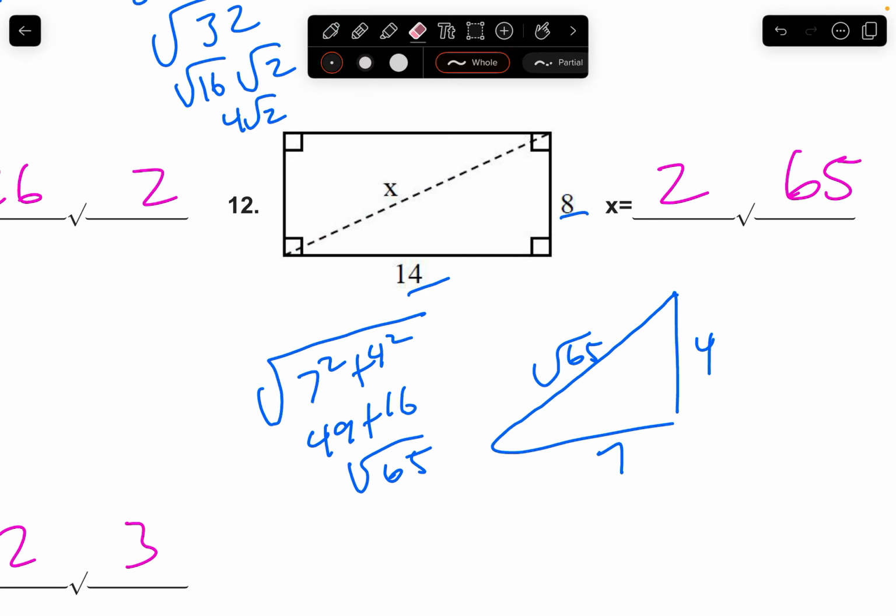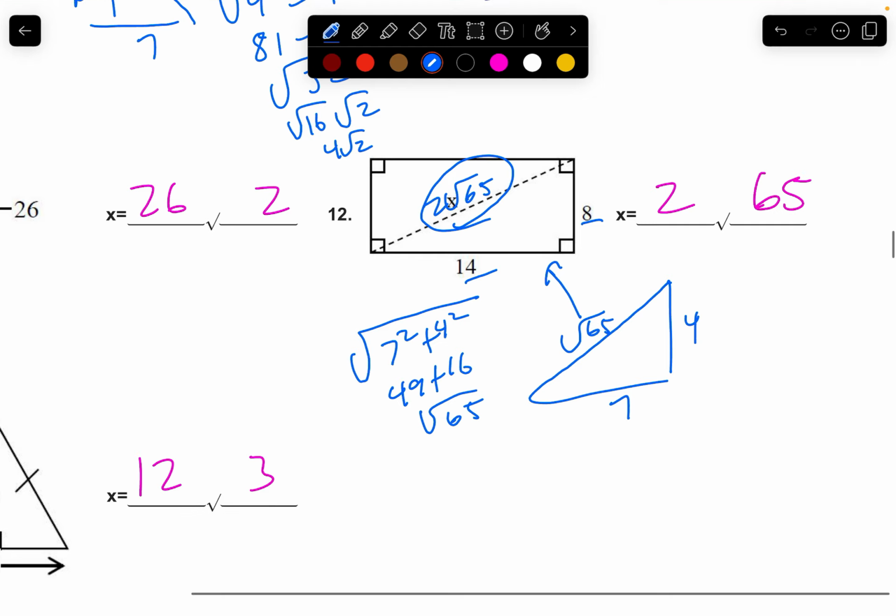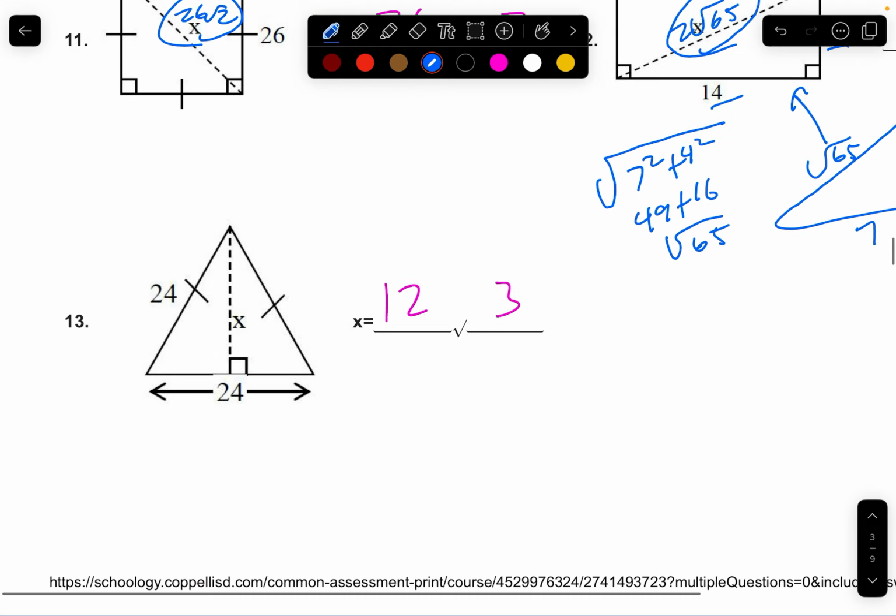Well, that's the small version, so what do I have to do? I have to multiply the 2 back in. That's going to be 2 root 65. When we multiply the 2 back in.